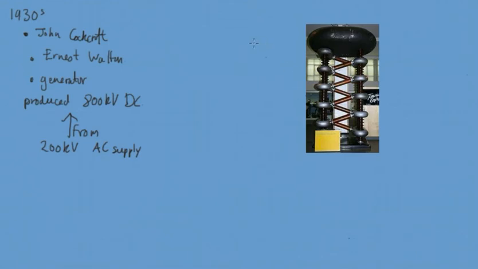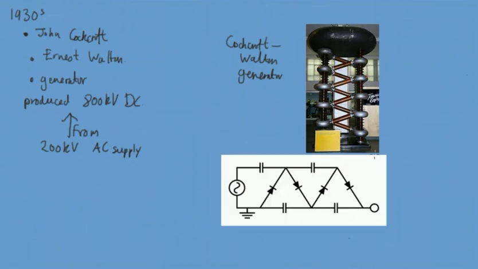This is known as the Cockcroft Walton generator. Sometimes you'll hear it called the Cockcroft Walton multiplier. And its circuit diagram looks like this. This is a very important circuit diagram in the world of particle accelerators and particle physics.